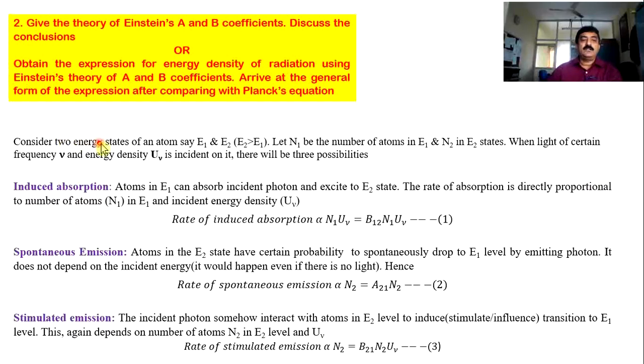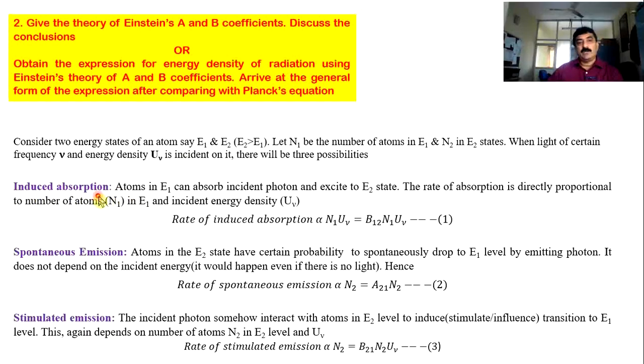See, consider two energy levels E1 and E2, which I already showed in the previous slide. E2 is greater than E1, so E1 is ground state. N1 is the number of atoms. You are all supposed to write the statements like this directly. Please do not start with the derivation. E1 is the ground state, E2 is the excited state, N1 and N2 are the numbers. Okay, and U gamma or U nu is the incident energy. Right. Now comes the first process, induced absorption.